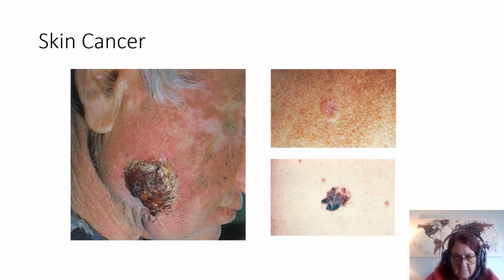Skin cancer. We've got some lovely pictures here of skin cancer. The first one, the gentleman with it on the side of his face, is a squamous cell carcinoma. The right top is a basal cell carcinoma. And the right bottom is a melanoma. Which one do you think is the most deadly? I certainly know which one's the ugliest, but that's not the most deadly. The most deadly is the right bottom, the melanoma.